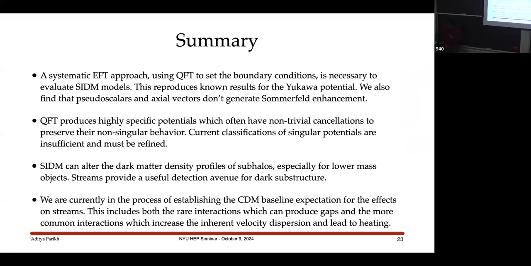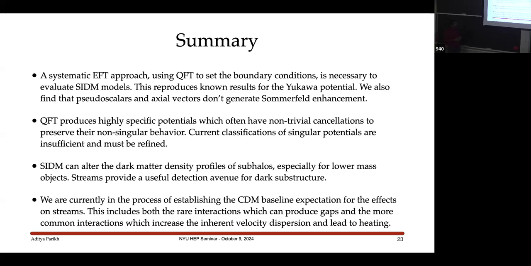Okay, so I'll quickly summarize. In the first part of the talk, I talked more about the theoretical understanding of how to do this EFT more systematically. We had a few steps: first, we wanted to use the quantum field theory to set these boundary conditions, and once we have those, we can match onto the underlying quantum mechanics theory and solve out to infinity. It reproduces the exact results that we already know for the Yukawa potential, but it produces genuinely new results for the pseudoscalar potential, which we can understand both heuristically and by computing the Feynman diagrams and seeing that this effect is what we expect.